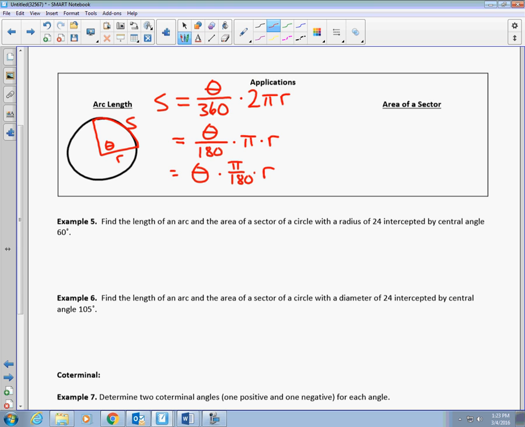Suppose that we're not working in degrees. Suppose that we're working in radians. How do I convert it from degrees to radians? I multiply by 180 over pi. So if I insert that, I get 180 over pi times pi over 180 times your radius. And what do you get? What happens? The 180s cancel, pi's cancel, and you end up with this formula. S is equal to simply whatever your radius is times theta.